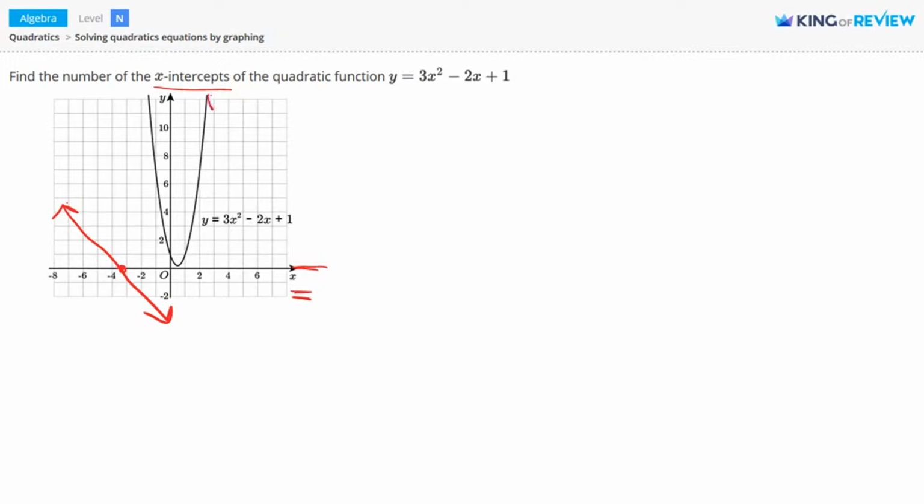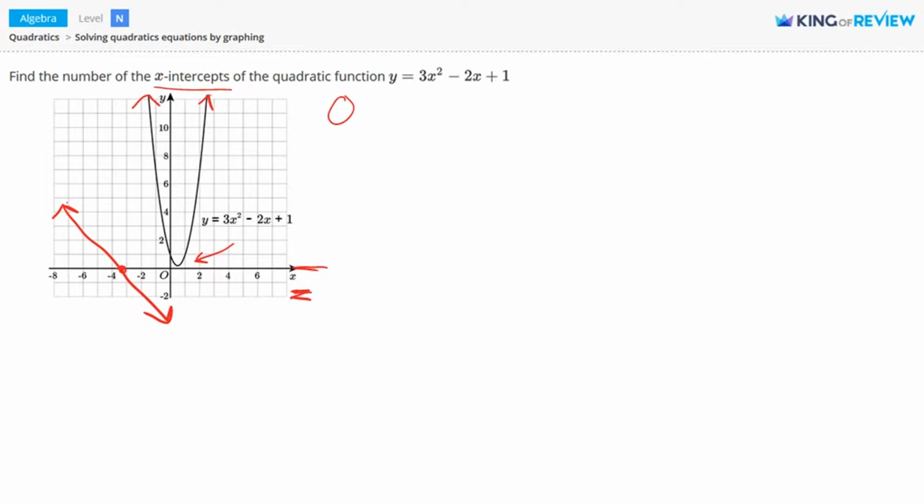Now we have our function here, y equals 3x squared minus 2x plus 1. That makes this parabola here. Now where does this parabola cross the x-axis? Well, let's look right down here. We can see that it never touches or crosses the x-axis. Therefore, it does not have any x-intercepts, so 0 intercepts.